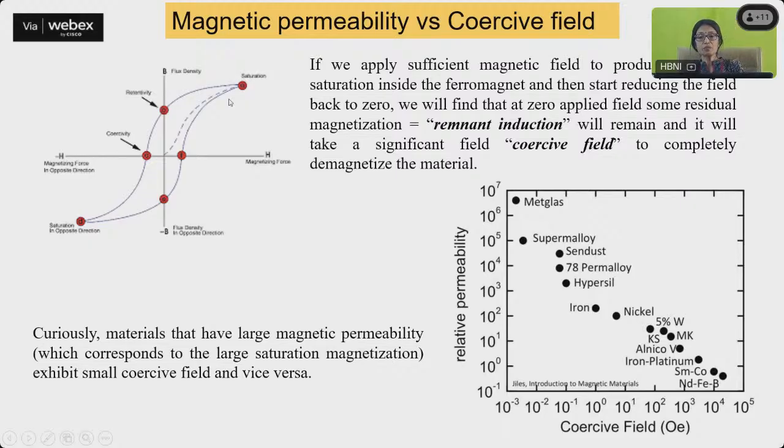So when we talk about magnetic permeability versus coercive field, this is how this particular plot is going to look. So you must understand that materials that have a large magnetic permeability, which are these? So we are plotting here the coercive field on one axis in Oersted, and we are plotting the relative permeability on the y-axis. You'll find that the materials which have the highest relative permeability, like the metglass or superalloys, they have the lowest coercive field. So basically this entire loop, what you see over here, is as narrow as possible whenever you are having a material which has a very large magnetic permeability.